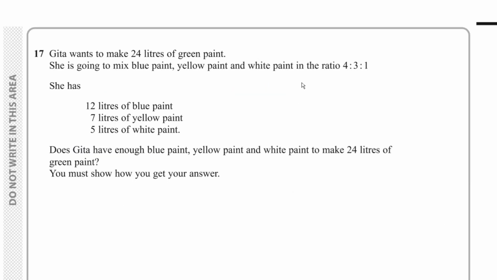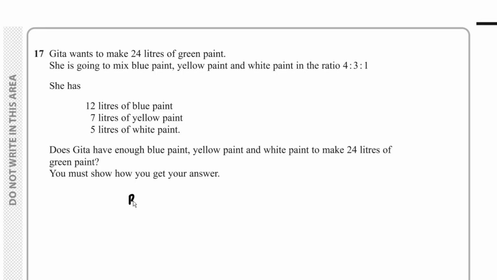Question number 17. Gita wants to make 24 litres of green paint. She's going to mix blue paint, yellow paint and white paint in the ratio of 4:3:1. She has 12 litres of blue paint, 7 litres of yellow paint and 5 litres of white paint. Does Gita have enough blue paint, yellow paint and white paint to make 24 litres of green paint? You must show how you get your answer.